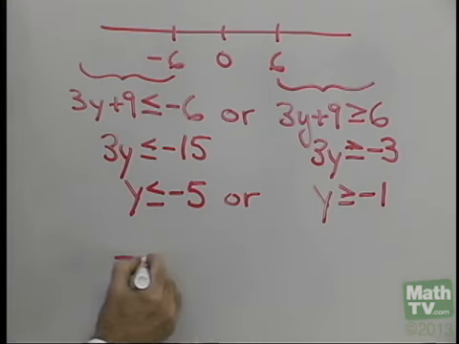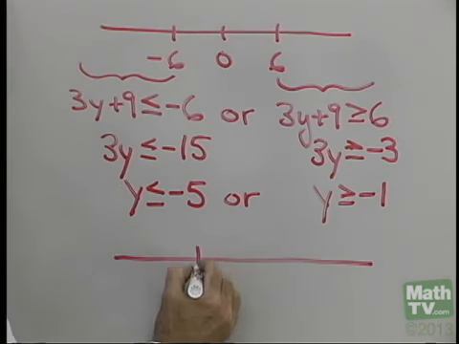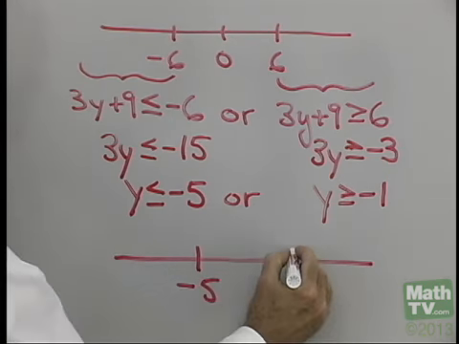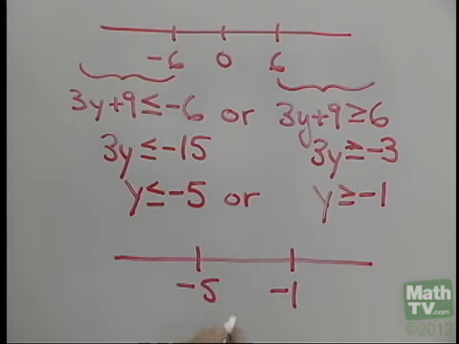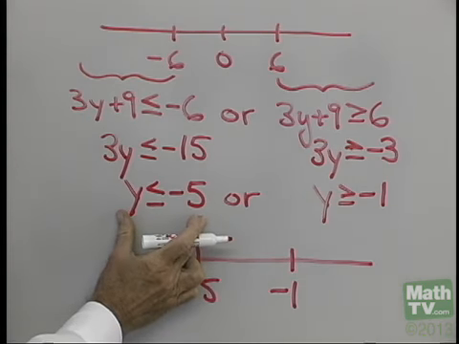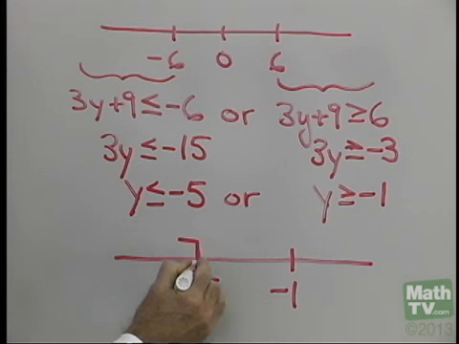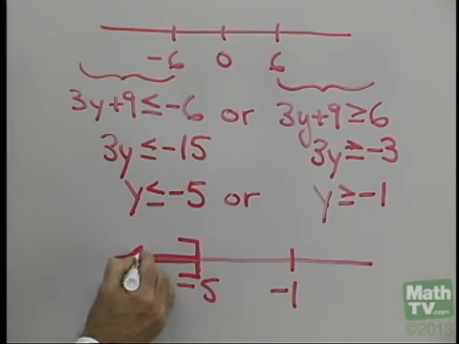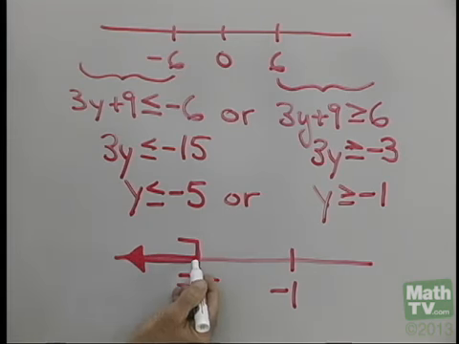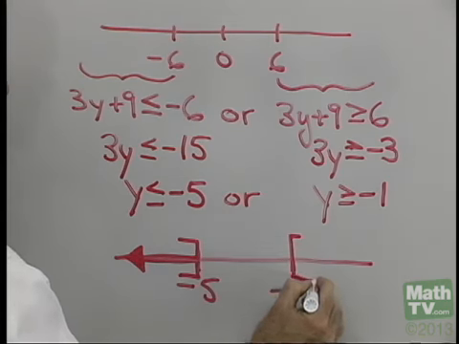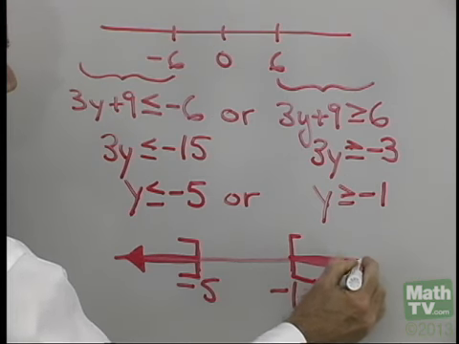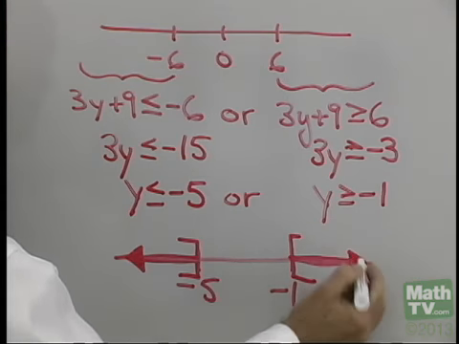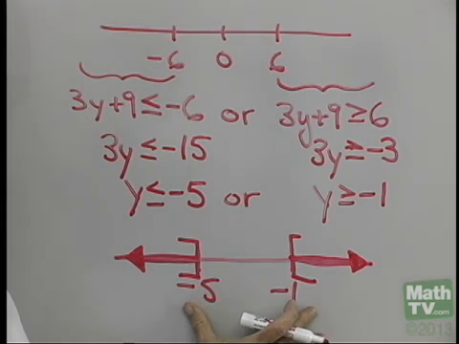So as far as the graph of the solution set, I'll put in negative 5. I'll put in negative 1. I want to graph all the numbers that are less than or equal to negative 5. So I use my bracket notation. That tells me that the endpoint, negative 5, is included in the solution. And I'll use my bracket notation up here to show that negative 1 is also included in the solution. So here's the graph of the solution set.